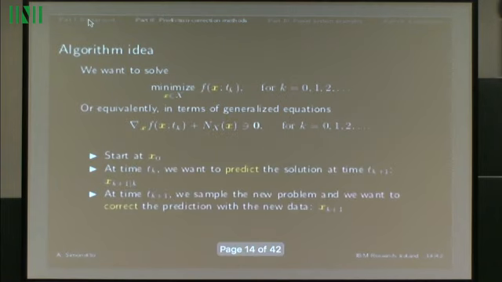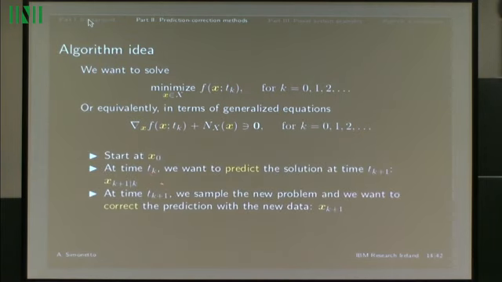Okay, so if you start at a certain x0 at time tk, we want to predict. So imagine you corrected, you do all the things. Now at time tk, you want to predict ahead the solution at time tk plus 1. And that's going to be xk plus 1 given k. And at time tk plus 1, so at the next time, we would sample the new problem, and then we would correct the prediction that we have, this xk plus 1 given k, with the new data that comes. And how do we do prediction? We need a model to do prediction. And how do we construct the model? We use first order optimality conditions.